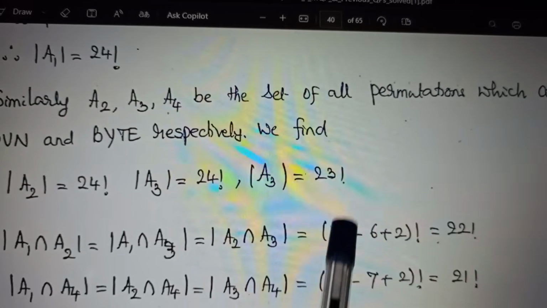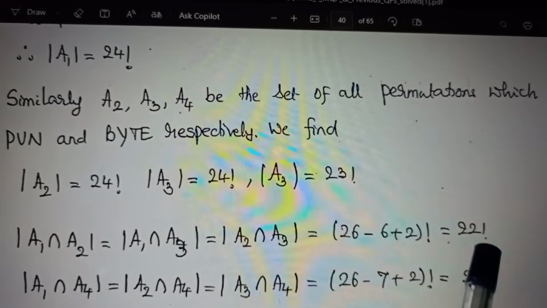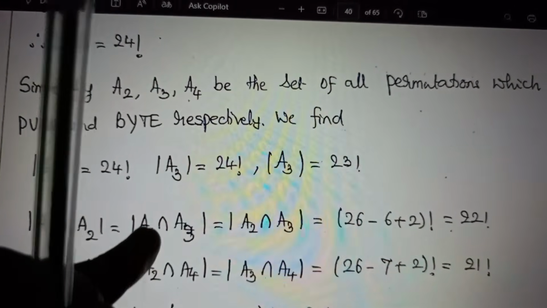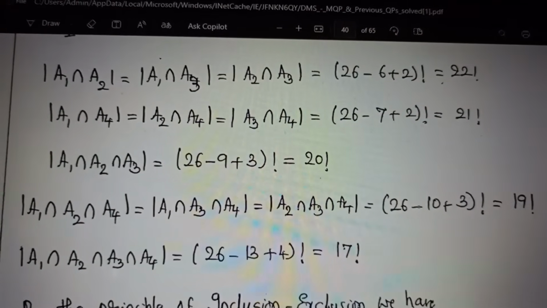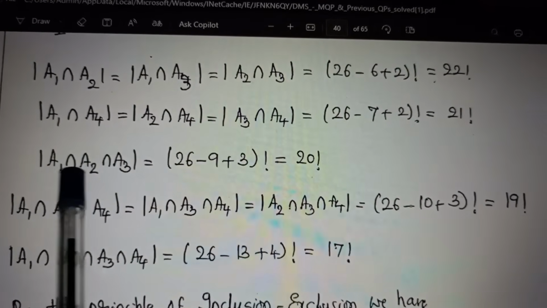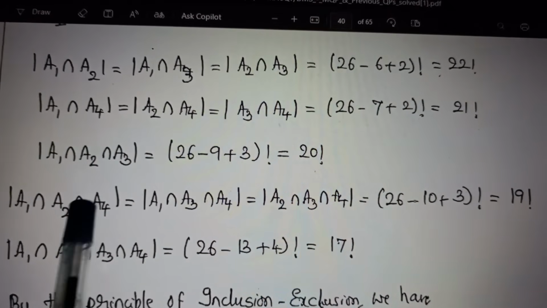Once you find this, you have to find intersection with all the possible combinations, like 1 with 2, 1 with 3, 1 with 4. Sorry, yeah, up to 3 we have, right? So for all the possible combinations, we have to find the intersections. Once you find intersection for 2, you have to take it for 3. After you find it for 3, you can apply the same for 4.